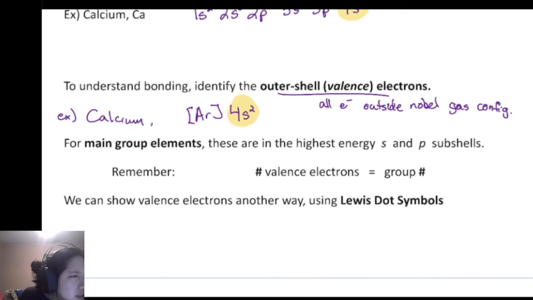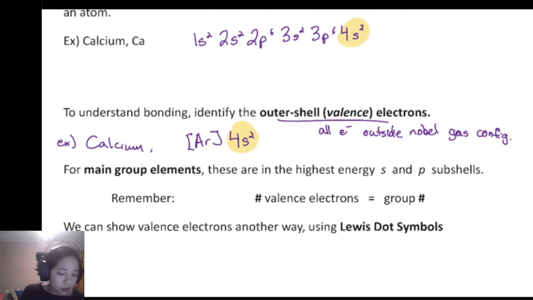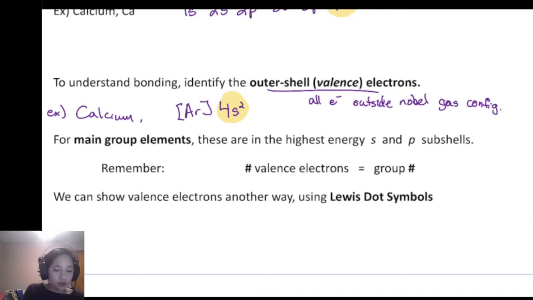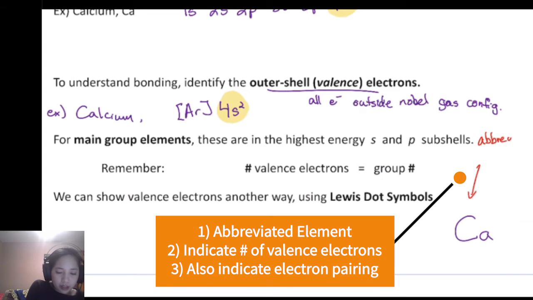So did I draw a Lewis dot structure for calcium? No, I didn't. So let's just draw a Lewis dot structure for calcium. When we do a Lewis dot structure or Lewis dot symbol, you have the abbreviated element. So for calcium, you do just Ca. So I'll write that here. So abbreviated element.